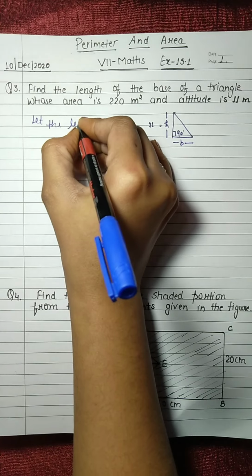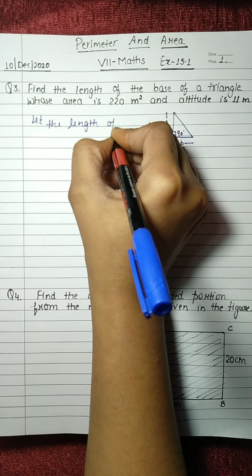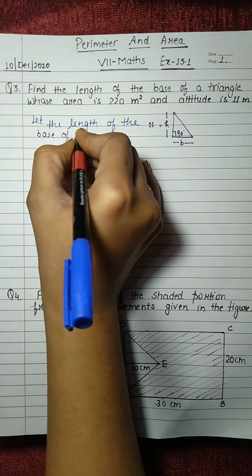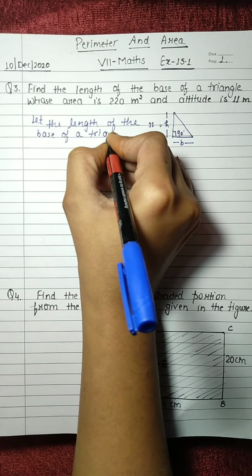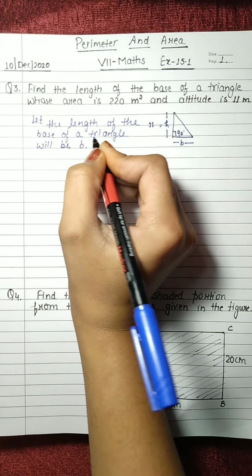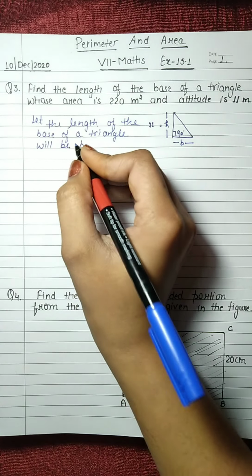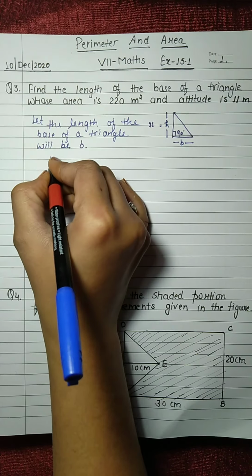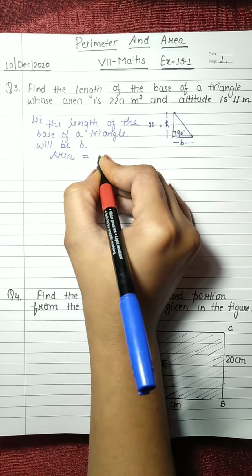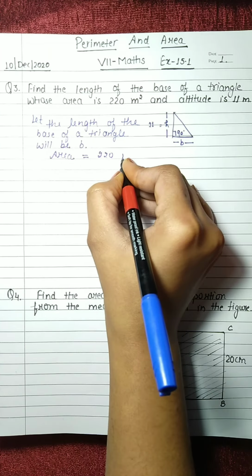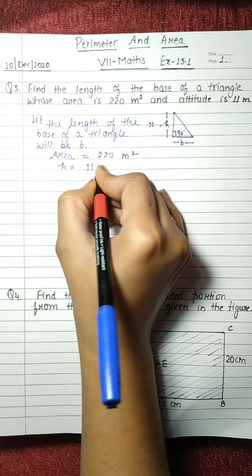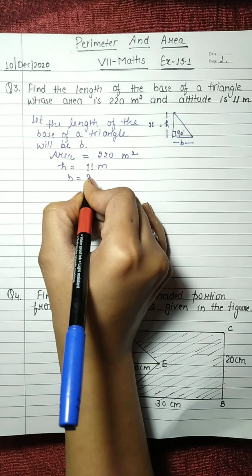So let the length of the base of a triangle be B. Is that clear? Okay students, so here area is given. What is the area here? That is 220 meter square. And students, altitude, that means height, is given as 11 meter. Okay students, that means we have to find the base.